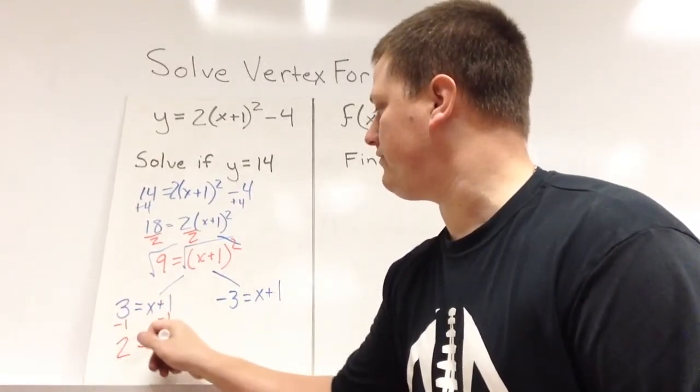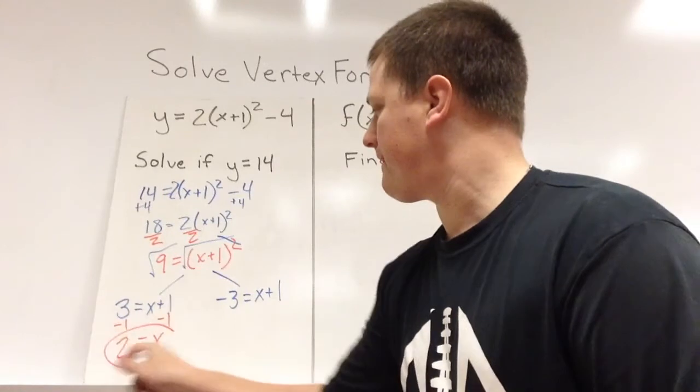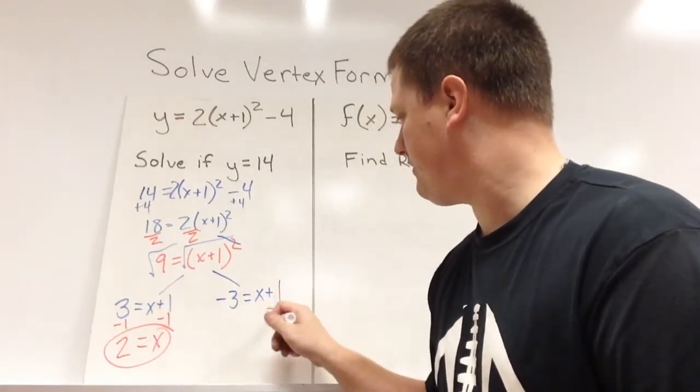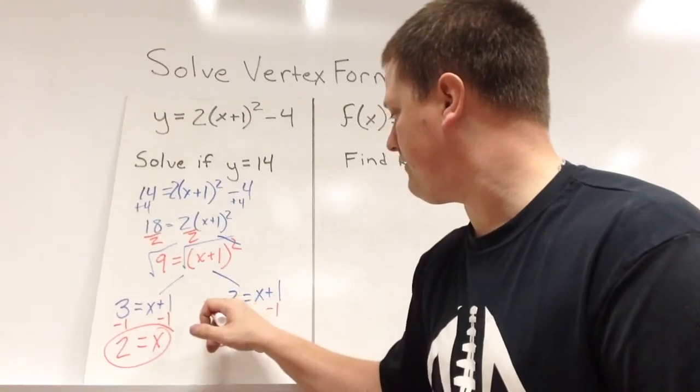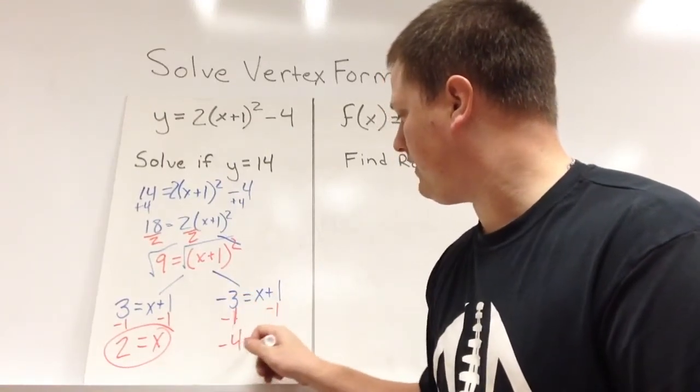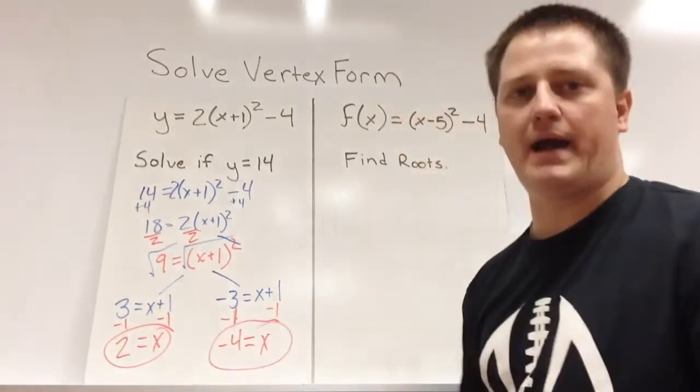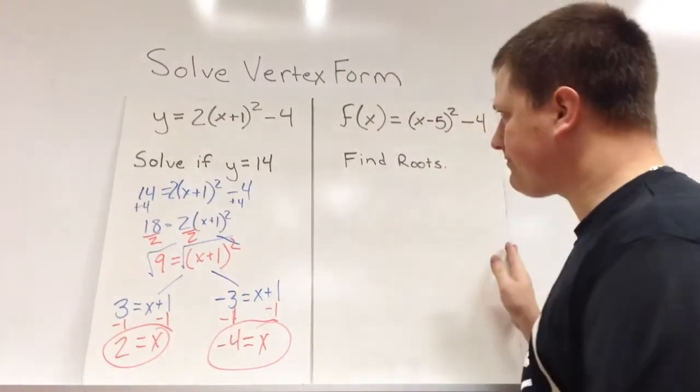So 2 equals x, and negative 4 equals x. So there are two x values.